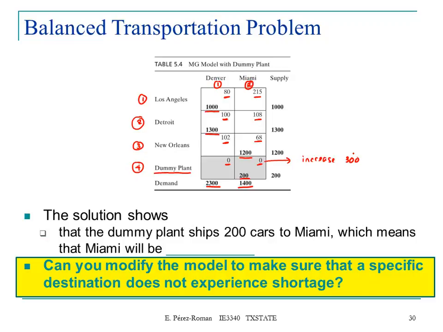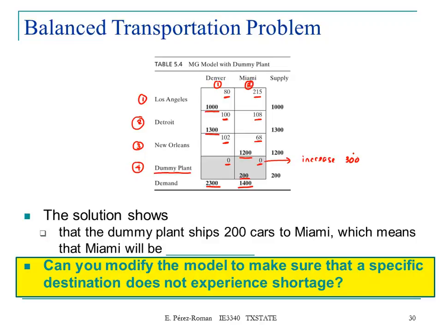So the strategy, or the solution that you're going to get from your problem, is the one that minimizes your cost. And obviously, if you have a penalty cost that is higher than the other cost, the solution is going to avoid this link, and it's going to try to use part of the supply from this node to satisfy this demand, and maybe move part of the unmet demand to this Denver link. Any questions?